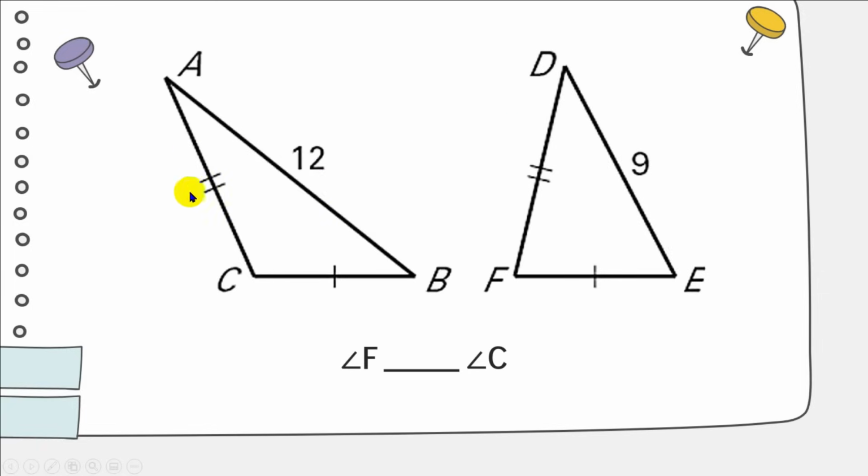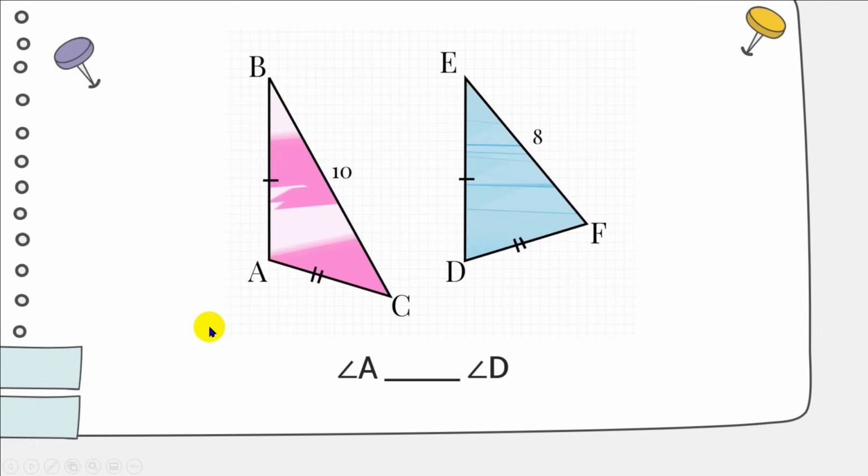Okay? Next, we have these two triangles, triangle ABC and DFE. Ang i-compare po is angle F and angle C. So, what side is opposite to angle F? That's side DE with 9 as its measurement. And alin naman ang side opposite to angle C? That's side AB with the measurement of 12. So, alin ang mas malaki? Yung 12 po. So, that means angle F is less than angle C. Okay? Less than po.